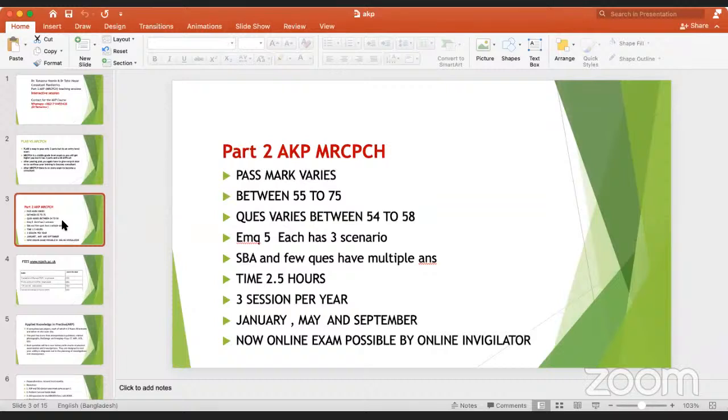Okay, so what we are discussing now, time management is very important, 2.5 hours. And you have to utilize the time very, very meticulously. Now, how many sessions? It is 3 sessions per year, like MRCPCH part 1 and part 2, both have 3 sessions. These sessions are 1 month behind the part 1 sessions. So January, May, and September sessions, you have to give the exam. Now online exam is possible because of COVID, and there is no postponement of any theory exam. Only the clinical exam is postponed, but theory exams are going on.